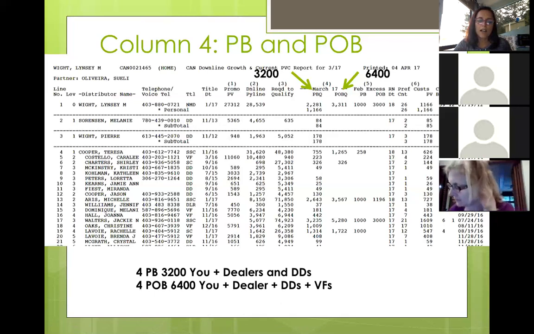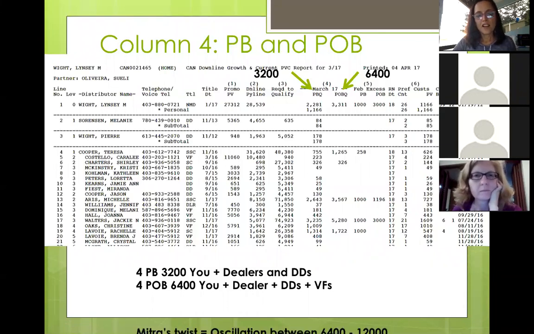3,000 is scraping by. It's kind of a C qualification. An A+ qualification on POB is 6,400 from you and your dealers and your DDs and your VFs. Can you see how that represents new blood?